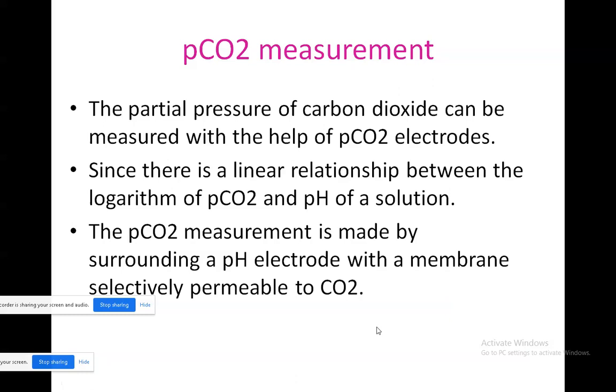The partial pressure of carbon dioxide can be measured with the help of PCO2 electrodes. Since there is a linear relationship between the logarithm of PCO2 and the pH of a solution, the PCO2 measurement is made by surrounding a pH electrode with a selectively permeable membrane. So we are going to use a pH electrode for the PCO2 measurement.